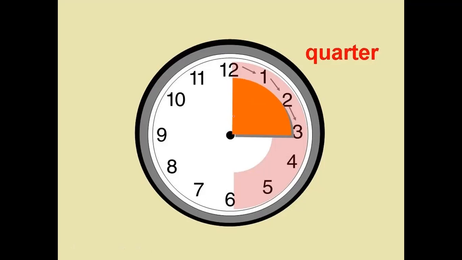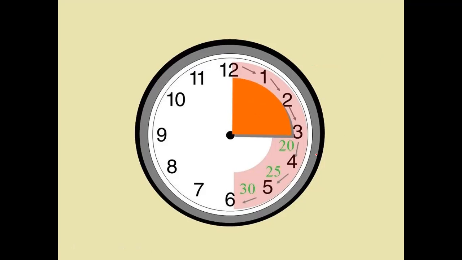Let's write that when the long hand, or the minute hand, stands for number 3, it gives 15 minutes. This is a quarter. Listen and say: quarter, quarter. When the minute hand stands for number 3, it gives 15 minutes, which is a quarter. And we have 4 quarters in the clock.